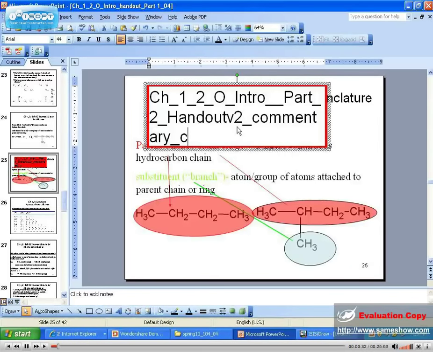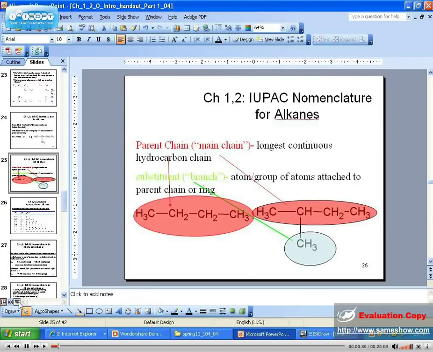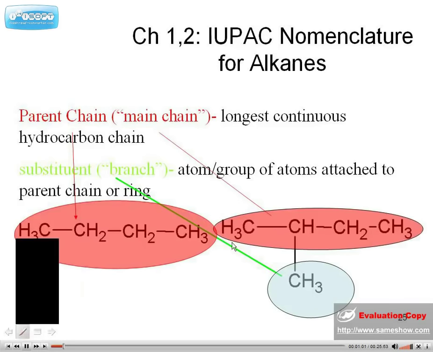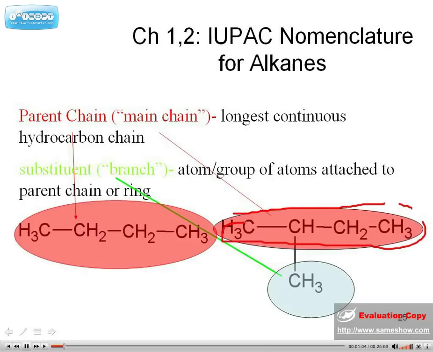So, in this slide on 25, the first step in naming, again, is to figure out what is the parent chain and what is the branch. Keep in mind they have alternate names. Parent chain's alternate name is main chain. The branch's alternate name is substituent. Say that 10 times. But branch is my favorite name as well as parent. So the example on the right, here we see the longest chain, that's the parent, and then any offshoots coming off of the parent, these are branches.